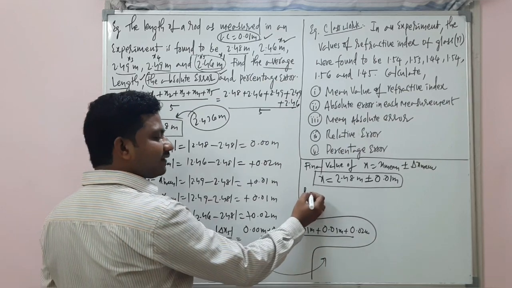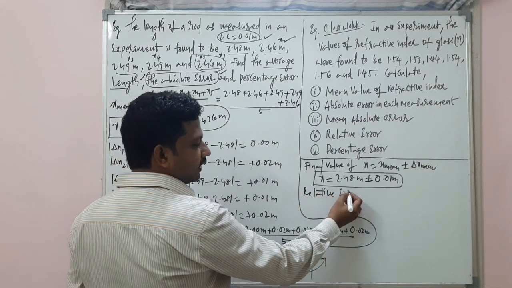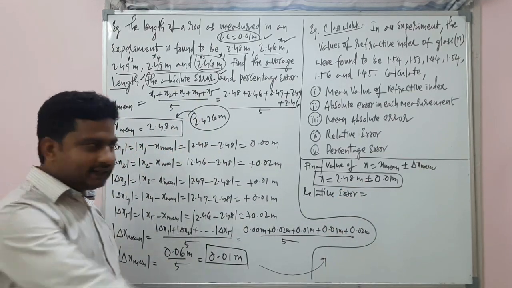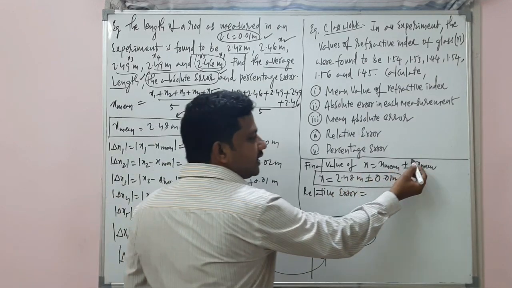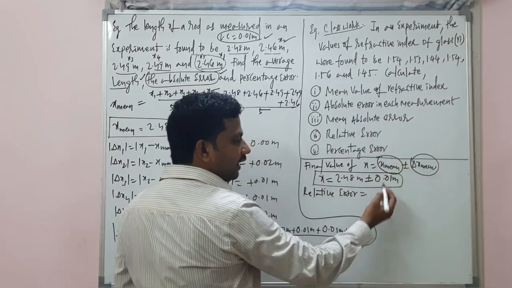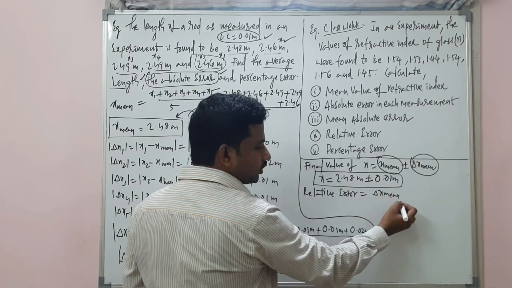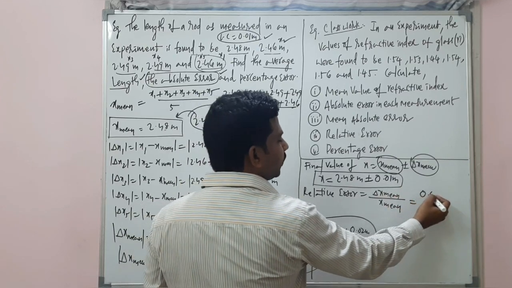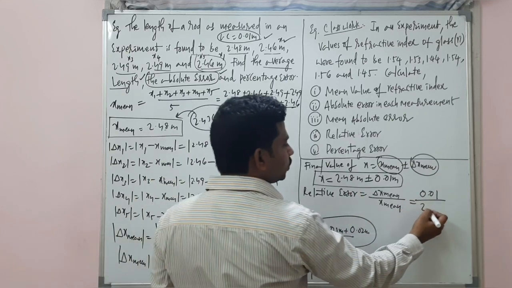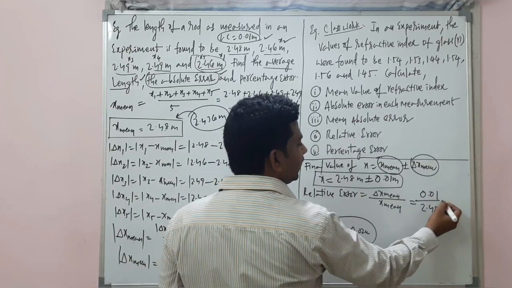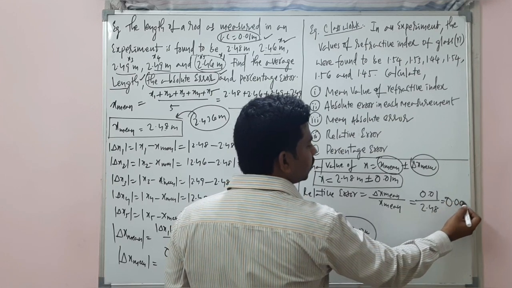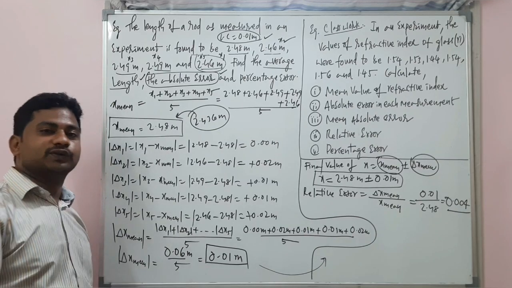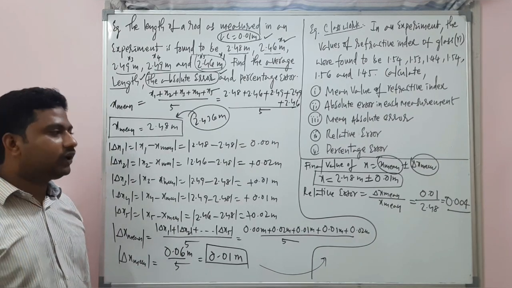Now from here, tell me the relative error, my dear students. What is the relative error? Could you recollect the relative error? Relative error is the mean absolute error by mean value. So, for your better understanding, I am writing once again delta x mean by x mean. So, delta x mean 0.01 by x mean 2.48. So, you get it approximately 0.004. Look here. 0.004. Okay, if you want you can calculate it.